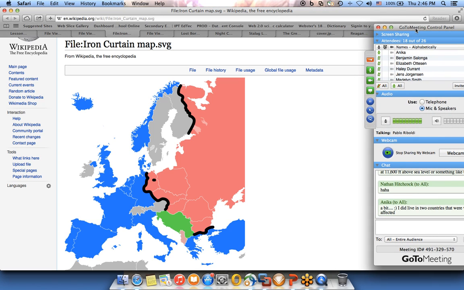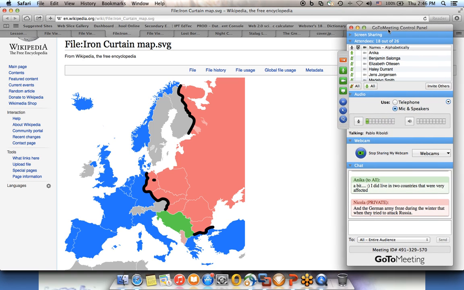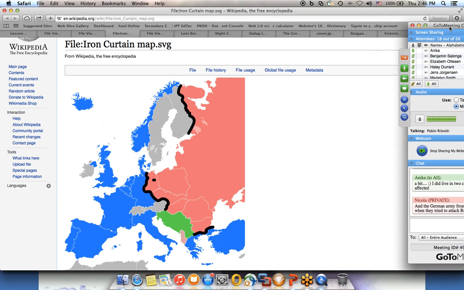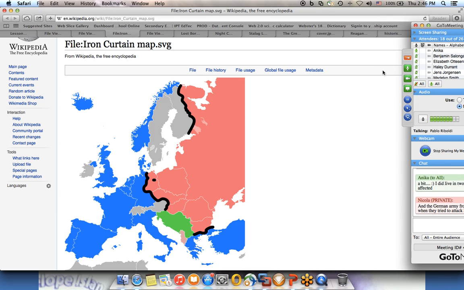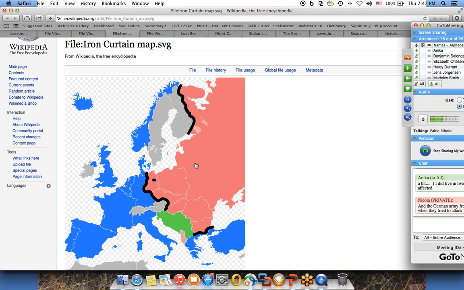You live in two countries that were very affected by that. Nicola says that the German army froze pretty much, and that was how they lost. The Germans came during the summer of 1943 and tried to invade Russia. The Russians basically waited them out. They offered resistance, of course, but they knew that winter was coming. And when winter came over Russia, the Germans were decimated and had to retreat.